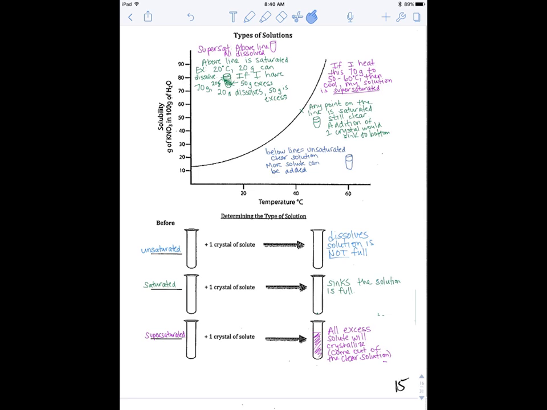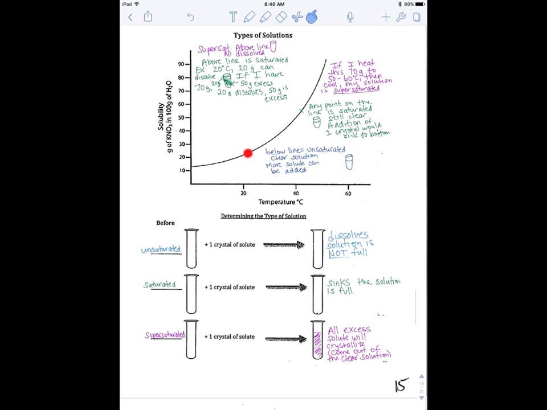So you guys took a quiz and you had to explain, how do you know if a solution is saturated, unsaturated, or supersaturated? Because they all look clear. They're all clear solutions. If you have an unsaturated solution and you add one crystal, just one little piece, it is going to dissolve because you can add more. The solution is not full because we're below the line.